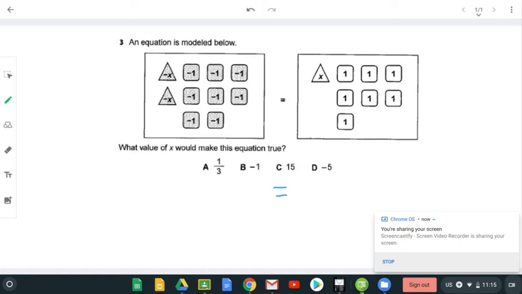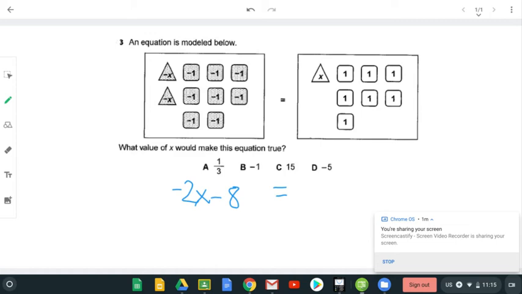So in order to facilitate this, first, I have negative 2 triangles over here. Remember, triangle represents x. So I have a negative 2x located on this side. Now, 1, 2, 3, 4, 5, 6, 7, 8. There are 8 negative ones over there. So remember, we're going to put a negative 8 next to it. So negative 2x minus 8 is on the left side.